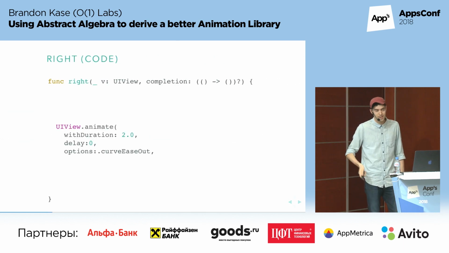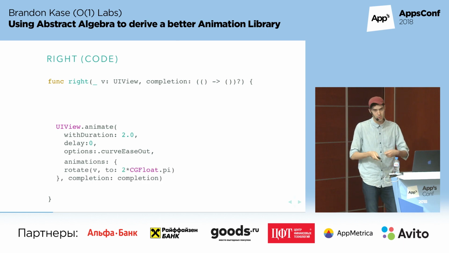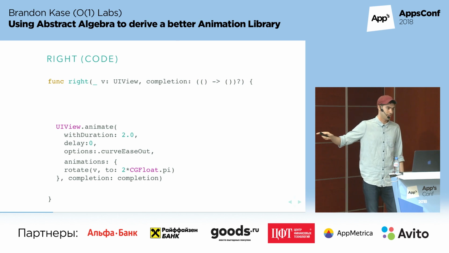We do UIView.animate. Hey, we autocomplete. There's an ease out curve. And we say what we want to do in the animation block. We pass the completion handler through. But this is not what we want, okay?